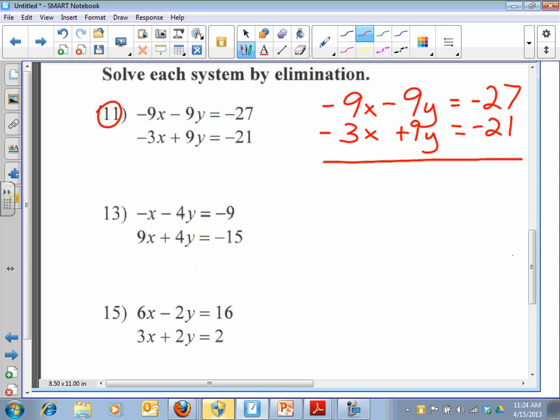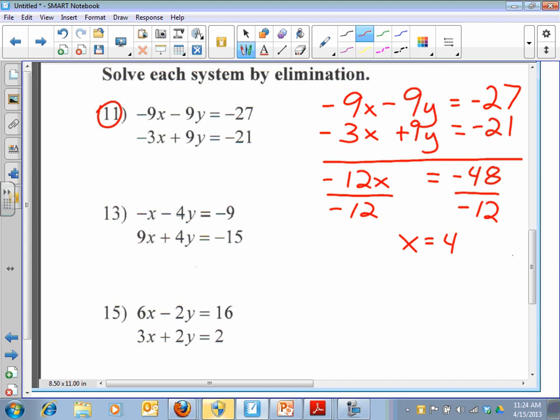And of course, when I just sum these together, something should eliminate. So negative 9x and a negative 3x becomes a negative 12x. My negative 9y and positive 9y cancel, they eliminate. And so that's going to equal a negative 48. And if I continue to solve for x, I would divide by negative 12, divide by negative 12. And my x would equal a positive 4.